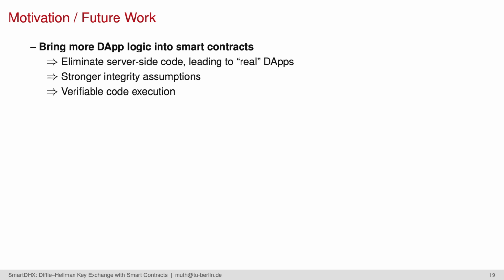So, and why did we implement that? The proof of concept of a full key exchange protocol confirms our vision and leads to new use cases. Our vision is to bring more decentralized app logic into smart contracts so we can get rid of centralized server-side logic. We therefore improve the integrity between the user and the smart contract's communications. And we also make the code execution verifiable, which would normally be served by an external party.